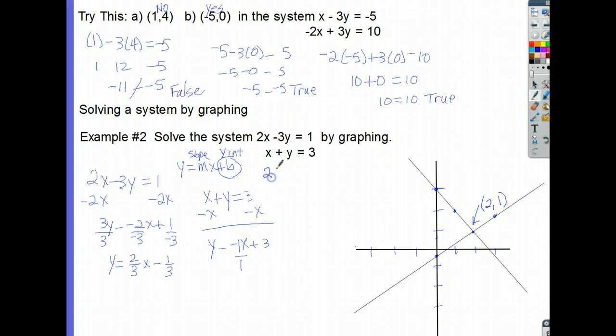What is 2 times 2 minus 3 times 1? Does that equal 1? Does 4 minus 3 equal 1? Yes, 1 equals 1. So clearly it solves this one.